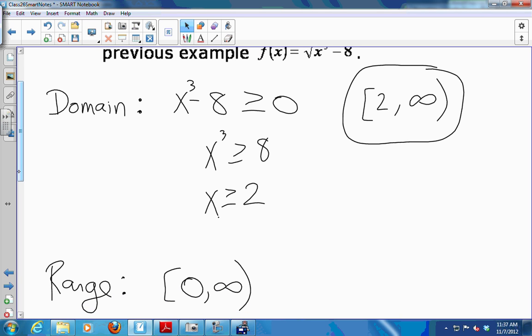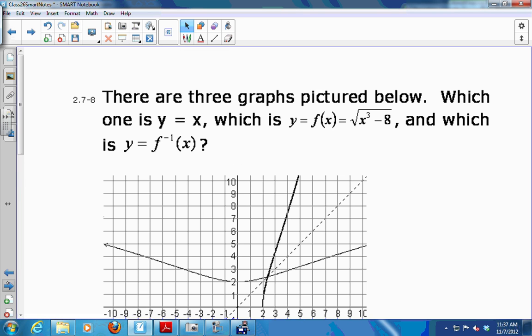So what is the domain of f inverse? 0 to infinity. Yeah, it's the range of f. The domain of f inverse would be the range of f. And what's the range of f inverse? The domain of f, 2 to infinity. Okay, domain and range switch.